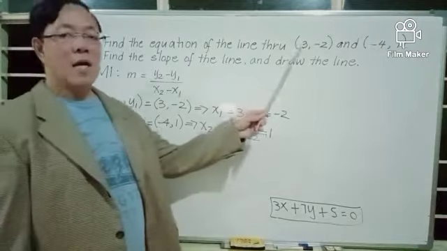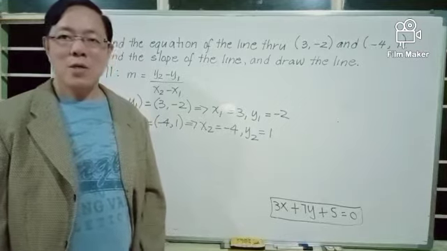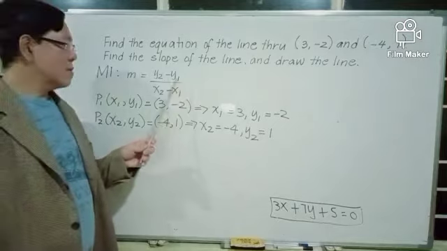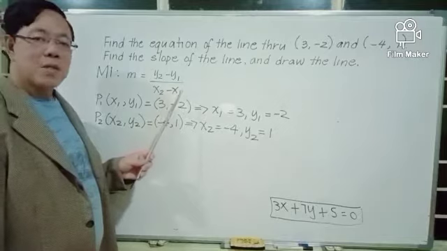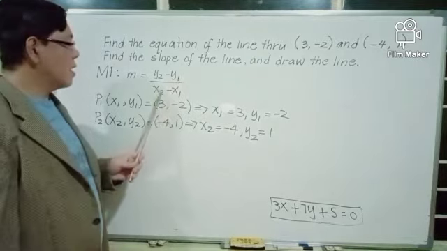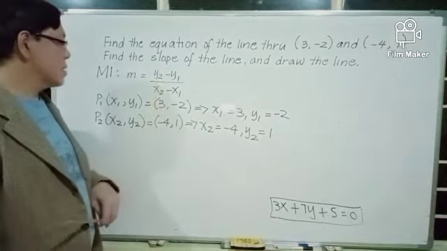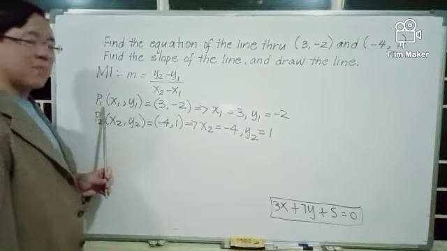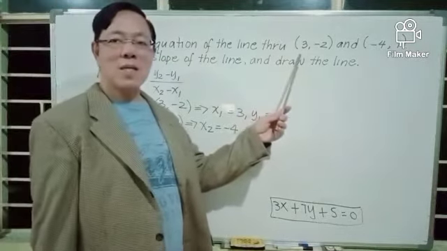If 2 points on the line are given, or if you know 2 points that are on the line, you can find the slope of the line using this formula, where the 2 points have coordinates x1, y1 for the first point, and the second point has coordinates x2, y2. As we did earlier, we take the first point P1 with coordinates x1, y1 as the given point 3, negative 2.